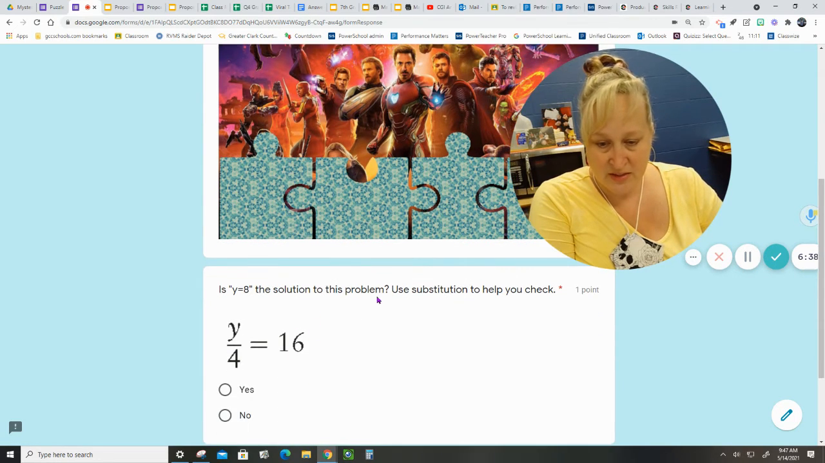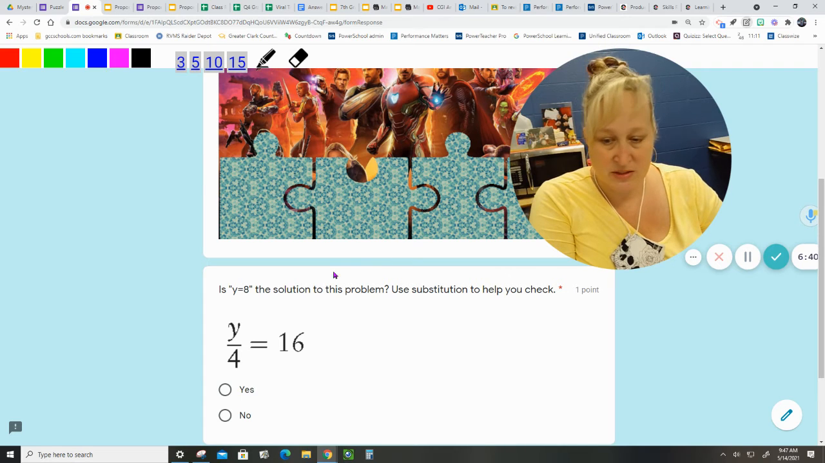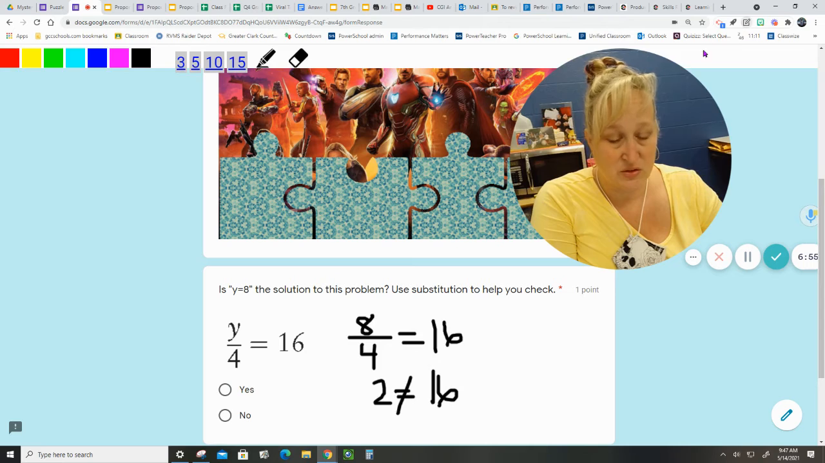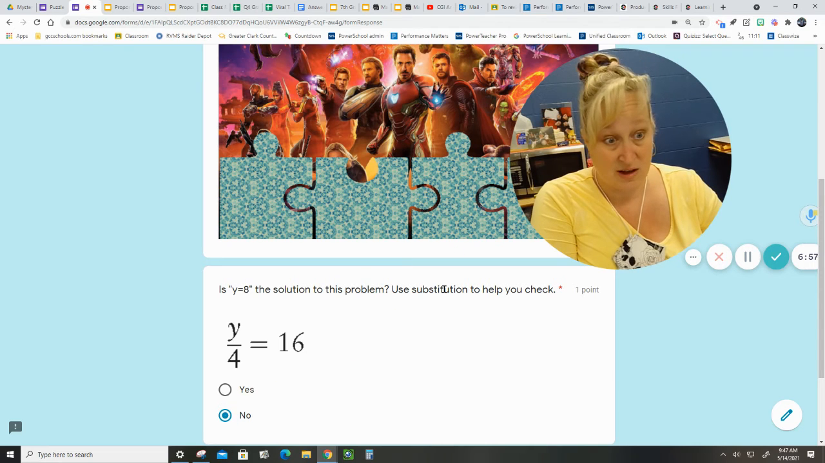Is y equals 8 the solution to this problem? So let's test it. So I'm substituting in 8 for y. Does 8 over 4 equal 16? Well, 8 divided by 4 is 2. And 2 does not equal 16. So the answer to that is no. It is not a solution.